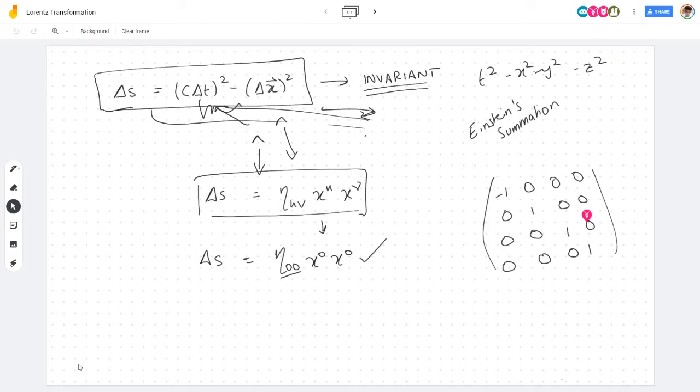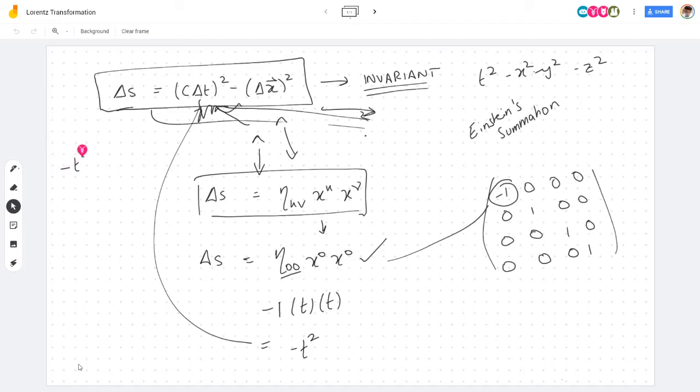Okay, so what is eta not? It's this thing here, which is minus 1. What's x naught? T. What's x naught? T. So this thing is essentially, yeah, it's minus t squared. Okay. And at this point in time, I just want to show you, if you've seen me mix up my minus t plus x, or whether it's t squared minus x, this is essentially a huge debate in physics. Some people prefer this, some people prefer this. It just comes down to what convention you follow.